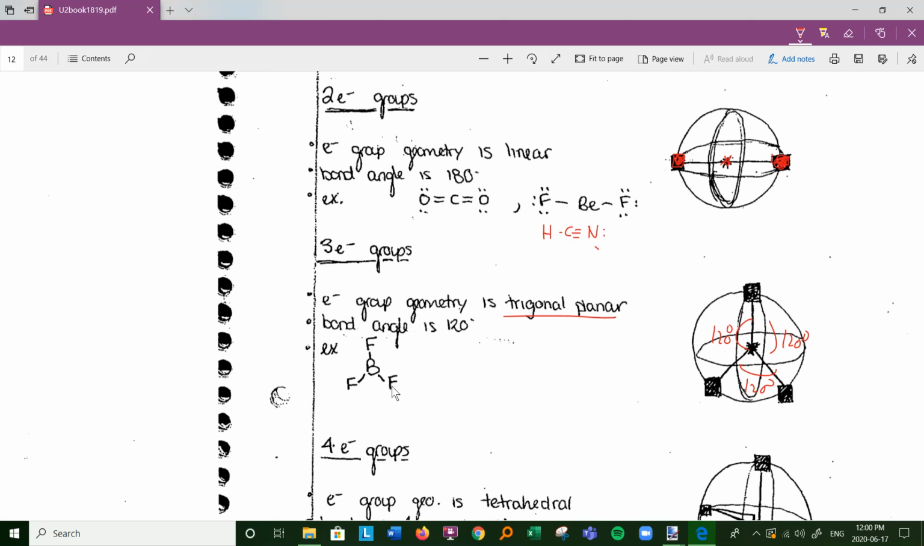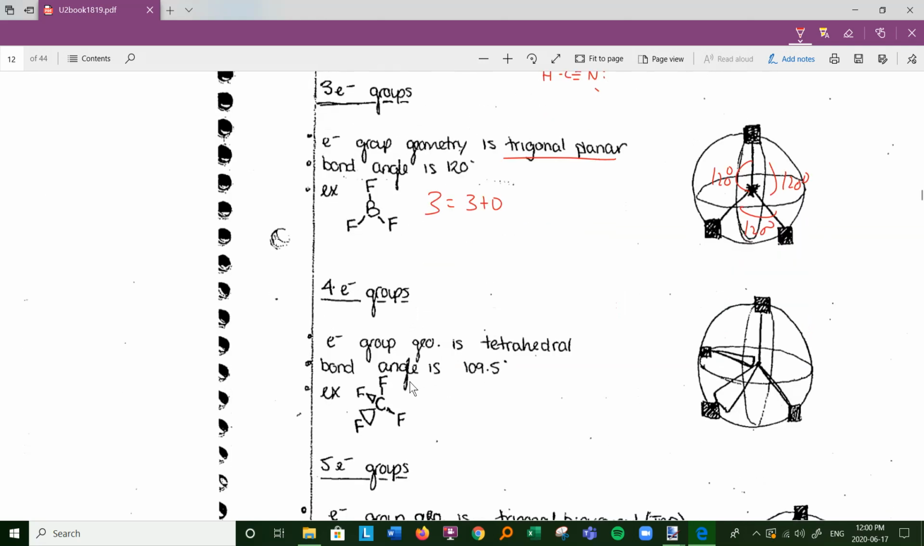Okay, so BF3, which has 3 groups, 3 bond groups, no lone pair, but it totals to 3. So 3 electron groups or 3 VSEPR groups means that the electron group geometry is trigonal planar. The molecule is trigonal planar. You can build these models. Maybe you did in grade 11. You used marshmallows and pipe cleaners and toothpicks and licorice sticks and all sorts of fun things like that.